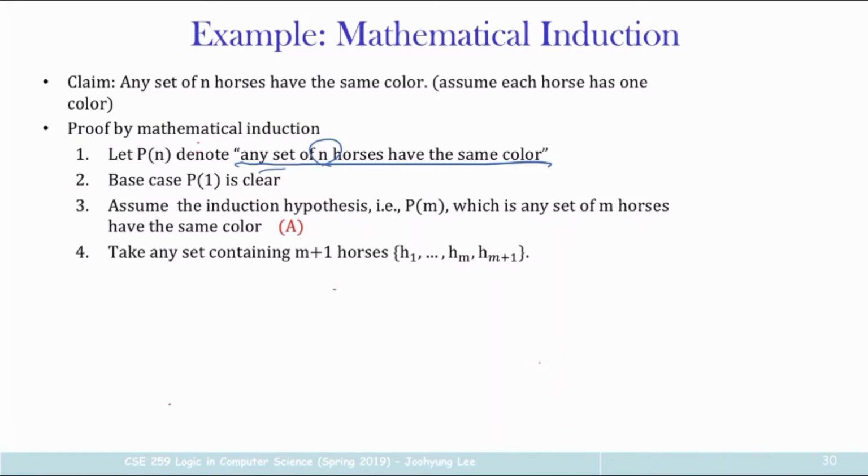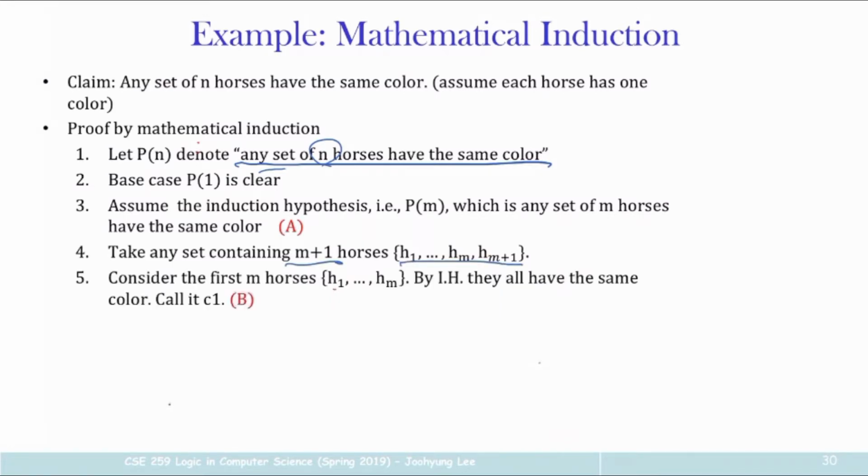So using the induction hypothesis, we will prove this for P of m plus 1, meaning that m plus 1 horses have the same color. So take any set that contains m plus 1 horses. Consider the first m horses, h1 through hm. How many horses are in this set?